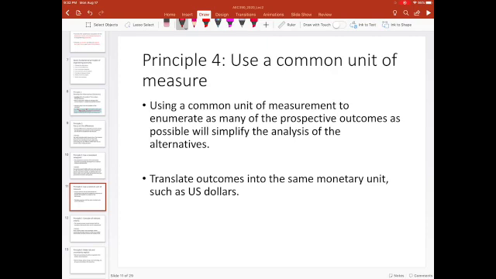So you want to translate all the outcomes into the same monetary unit, for example, US dollars, so that you can have 2 or 3 options compared in US dollars. That's the easiest way, okay? Or if you're in Canada, you can translate everything into Canadian dollars. That's the meaning of this principle. Just use the same unit.